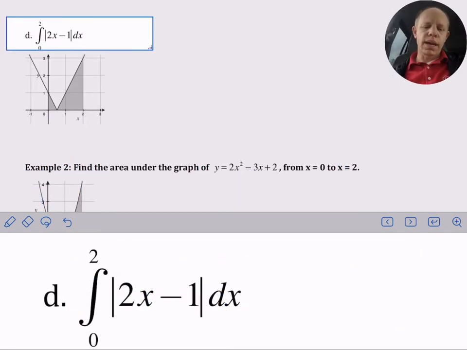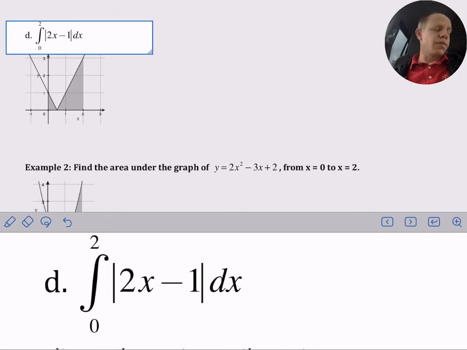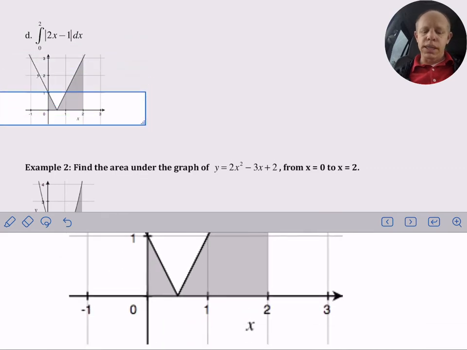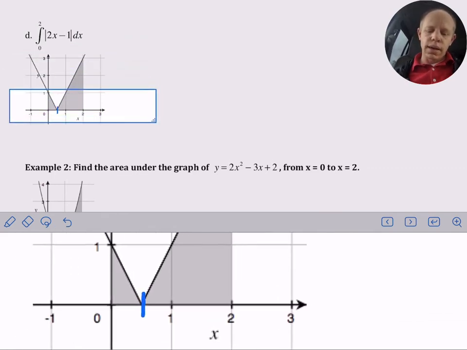All right, moving on to our next example. Now we have an absolute value. And so we're finding the definite integral from 0 to 2 of the absolute value of 2x minus 1. Now, when we think about this, absolute value is actually a piecewise function. And so we're actually going to have two different functions here, and they're going to split at 1/2.